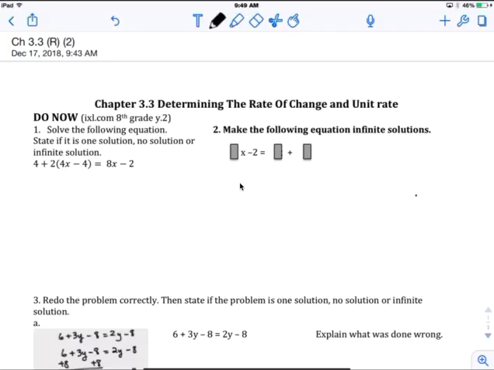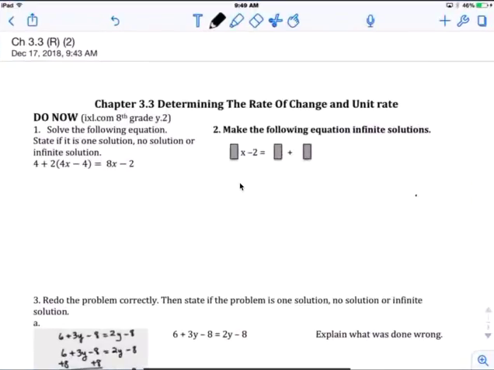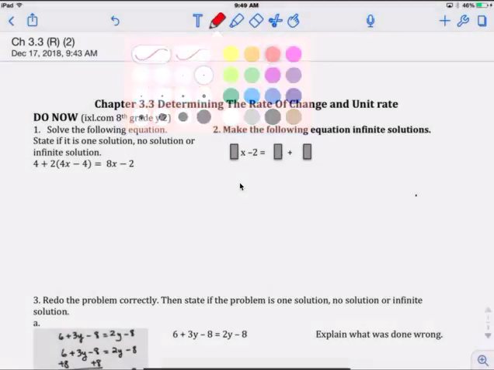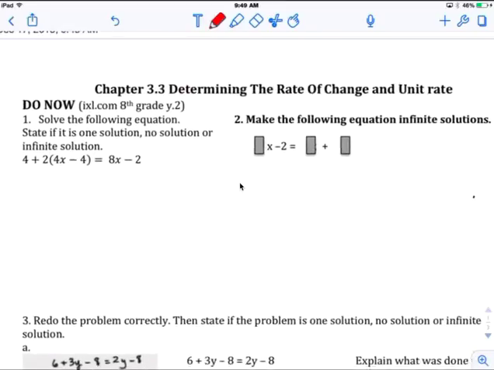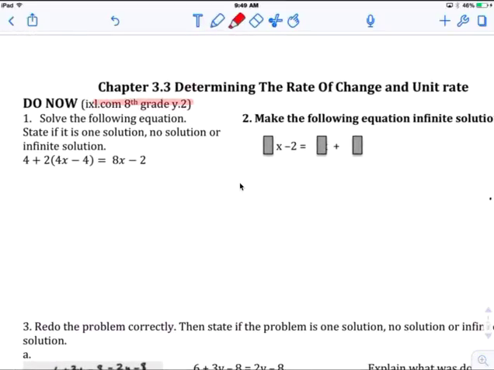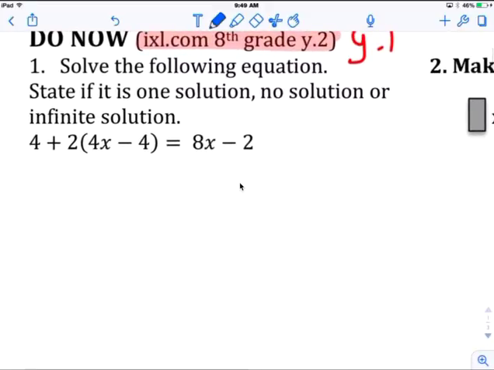Okay, this is today's homework, right? This is today's homework. I'll do a couple and then load because it takes a long time if I record too long. So you'll see a lot of the videos. Make sure you do this on your IXL and Y.1 also. Okay? So solve the following equation.